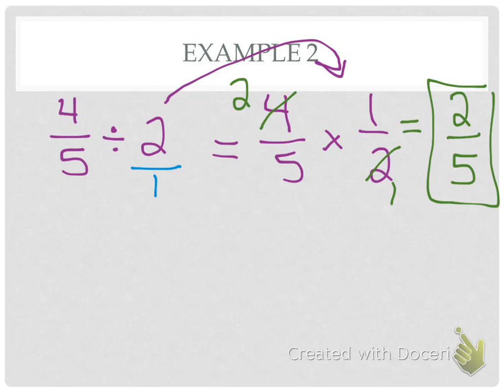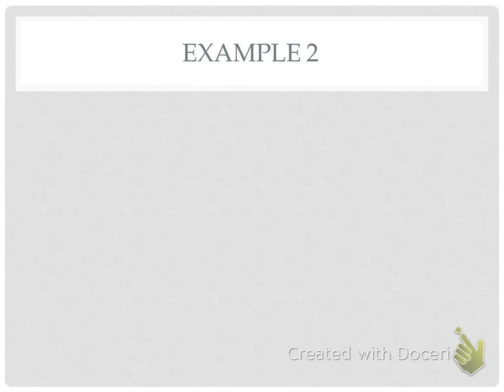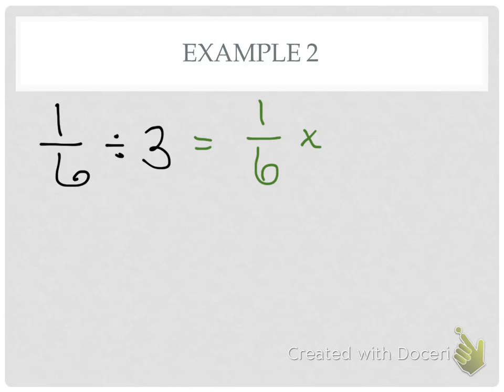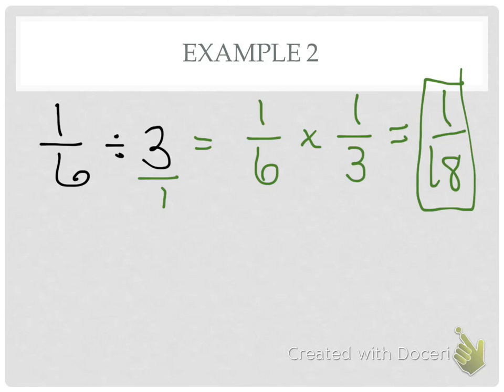All right, so now you practice one on your own. We have 1/6 divided by 3. How would you solve that? Well, first you do the reciprocal. Remember, that's 3/1, so reciprocal is 1/3, and your answer would be 1/18.